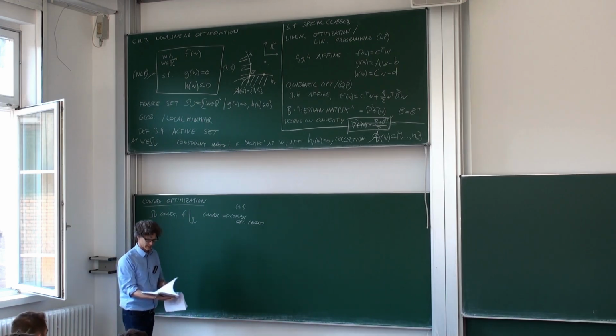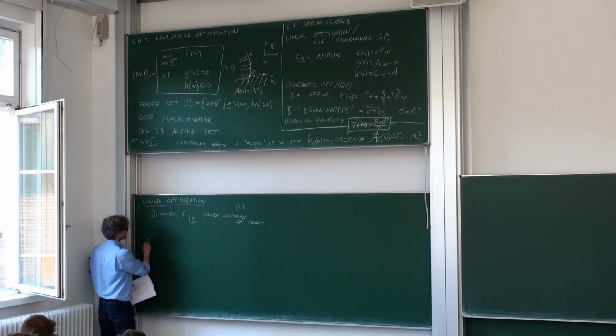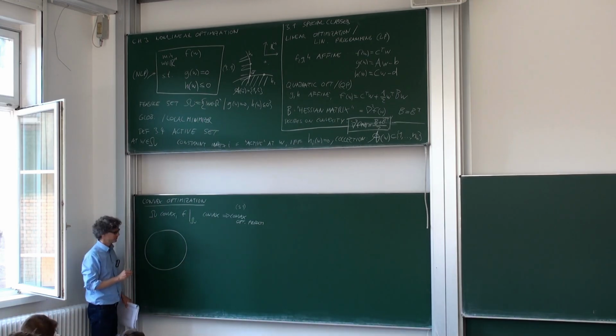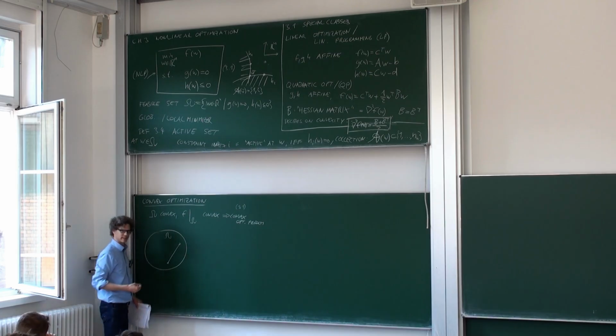In mathematical terms, I will just decide to state it and draw it quickly. So a set omega is convex if you take 2 points out of the set and you connect them and the whole line is contained in that set.